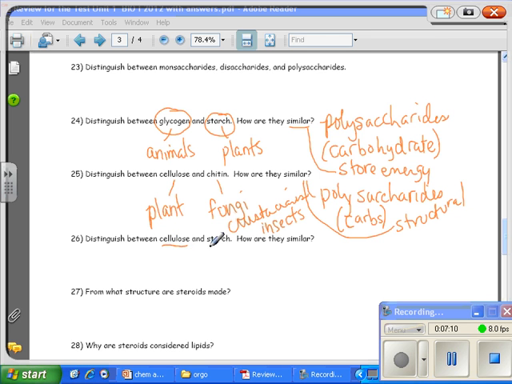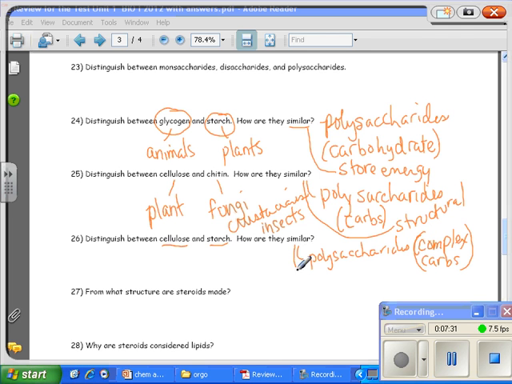Okay, distinguish between cellulose and starch. How are they similar? Well, they're similar for some of the same reasons as above. They're both polysaccharides, which means that they are complex carbs, complex carbohydrates.